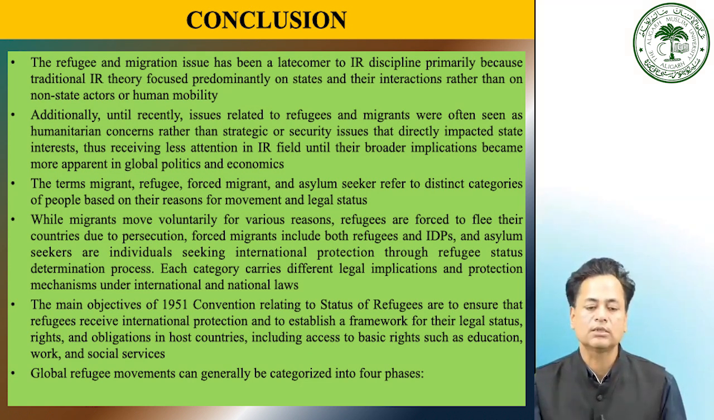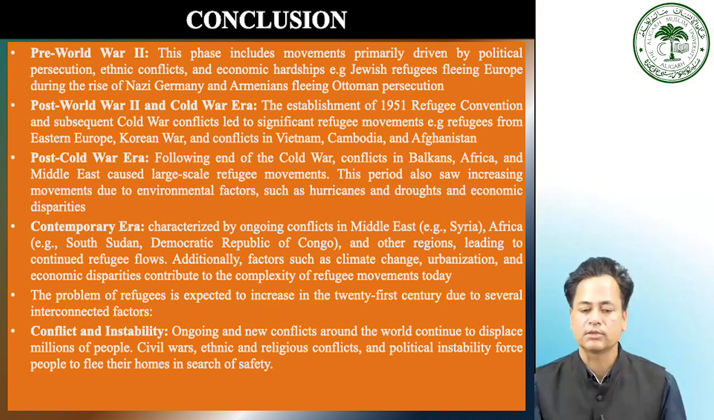We then discussed global refugee movements, which can generally be categorized into four broad phases. The first phase, the pre-World War Second phase, includes movements primarily driven by political persecution, ethnic conflict, and economic hardships. Examples include Jewish refugees fleeing Europe during the rise of Nazi Germany and Armenians fleeing the Ottoman persecution.